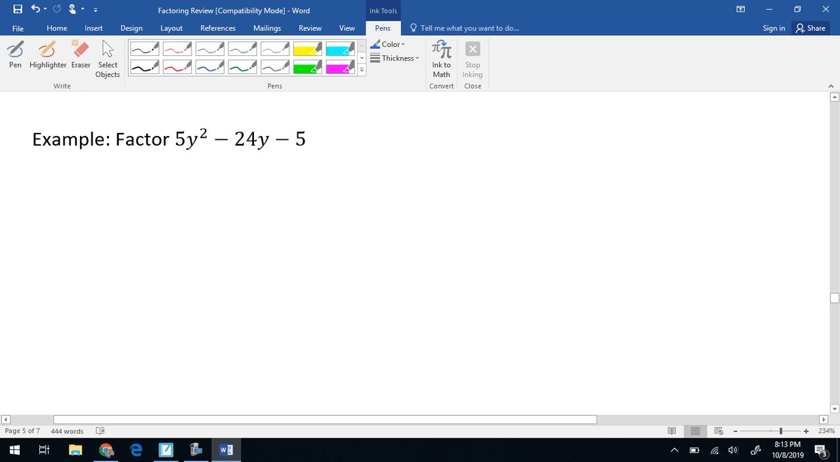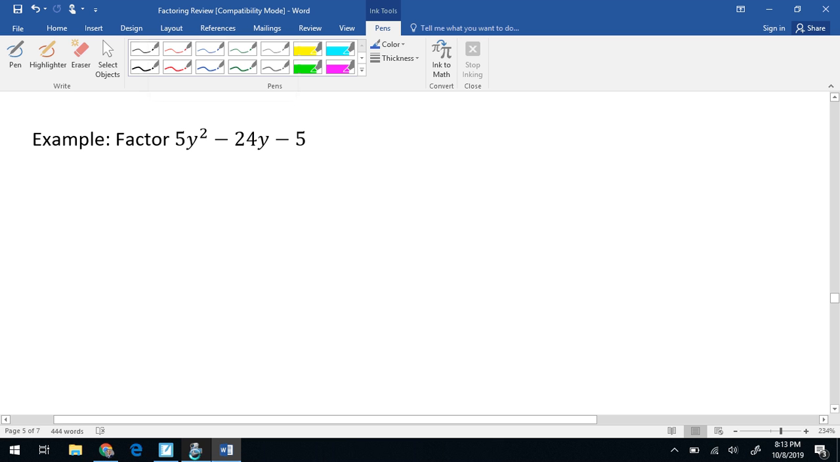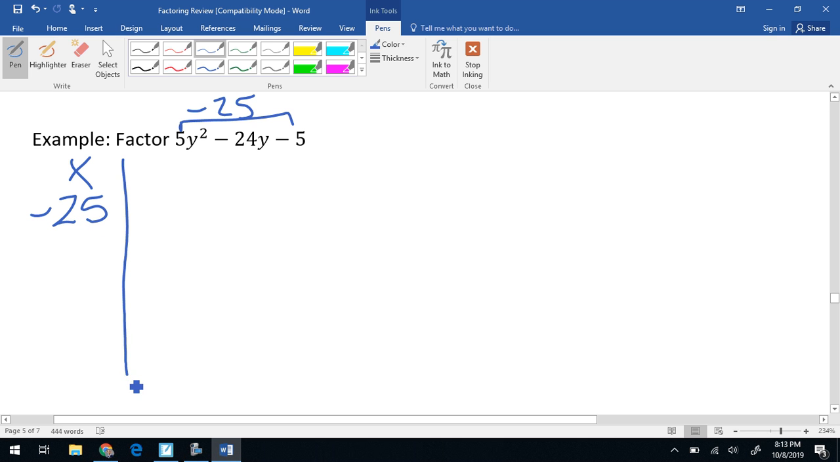I have 5y squared minus 24y minus 5. Again, I'm going to start by multiplying the first and last. 5 times negative 5 is negative 25. Signs are important. So I want to multiply to negative 25 and add to negative 24. So before I do anything else, I'm going to go, okay, negative 25, I'm multiplying to a negative. So I know I'm going to have one positive, one negative. Since I'm adding to a negative, my bigger one's going to be negative.